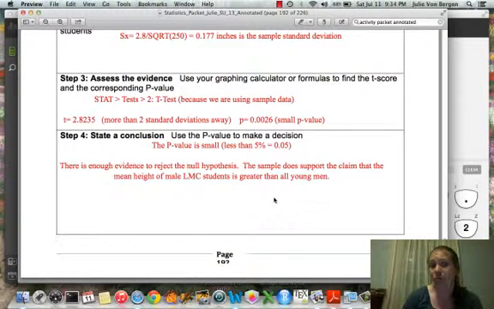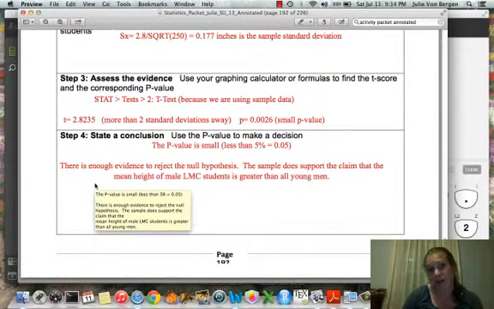So step 4 is where we state our conclusion, and we're going to use this p-value to make our decision. So the p-value is small, less than 5%, which we write as 0.05. So there is enough evidence to reject the null hypothesis, and the sample does support the claim that the mean height of male LMC students is greater than all young men.